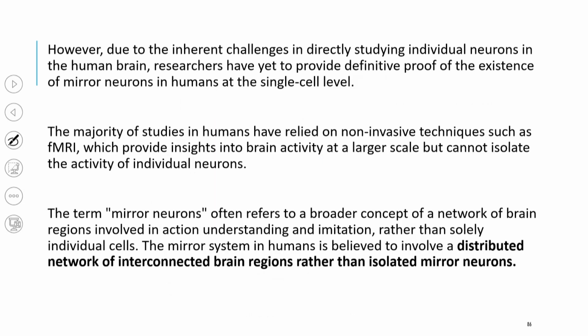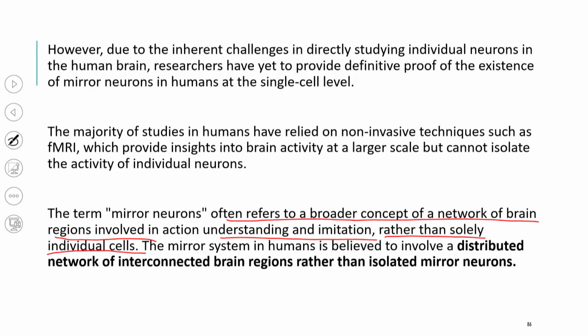Obviously, when we talk about mirror neurons, there is no definitive proof at the level of a single cell. These are a network of neurons, not just specific cells. Mirror neurons often refer to the broader concept of a network of brain regions, as shown in the figure, involved in understanding action and imitating behavior rather than solely individual cells.